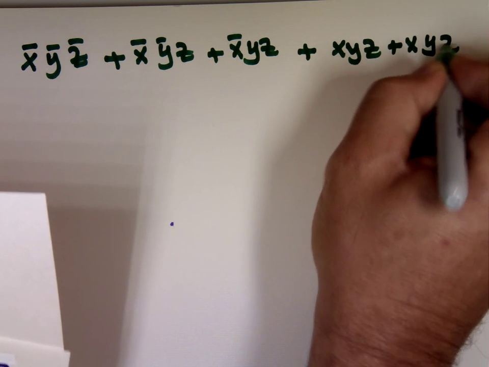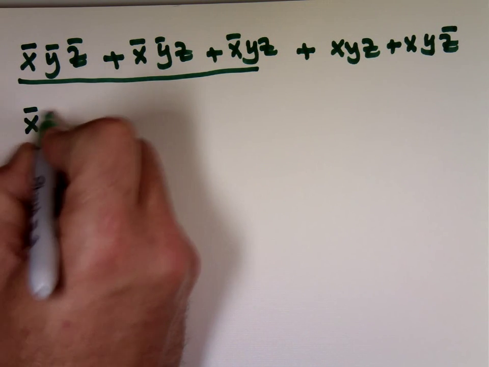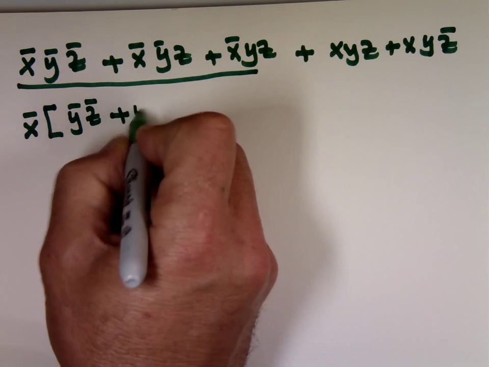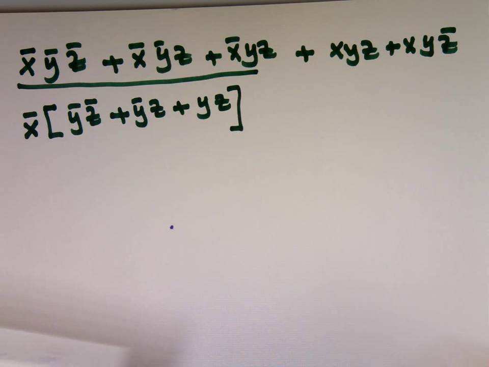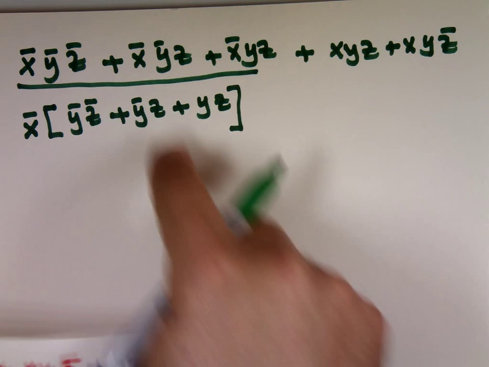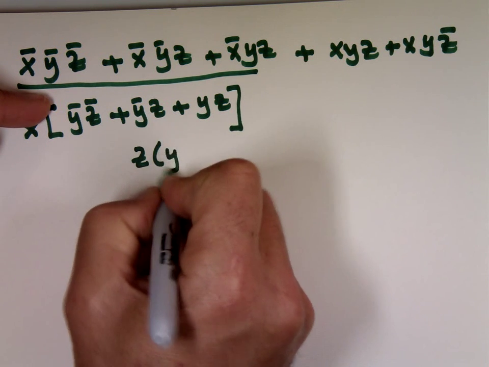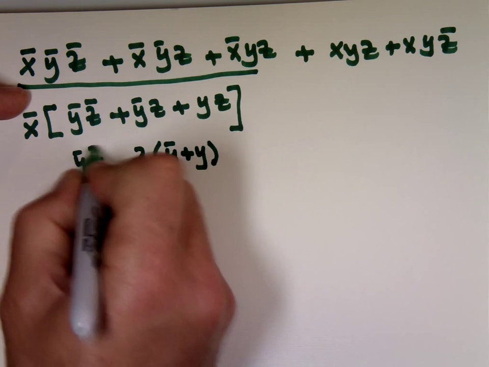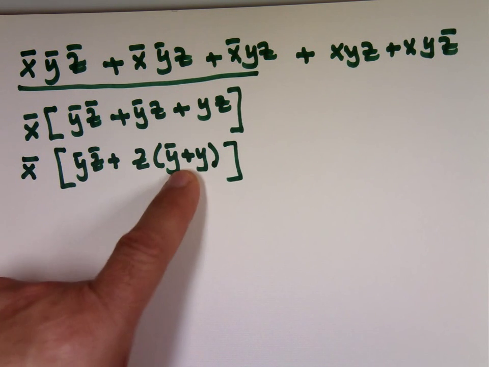Dave said, let's look at the first 3. Take X bar out. So we have what? Y bar Z bar, plus Y bar Z, plus YZ. So then inside the parentheses, you can take out the Z out of these 2? Yeah, you can do that. Z out of these 2. You end up with Y bar plus Y, which is a 1. He said, this is a 1, right? So it'll be Z.